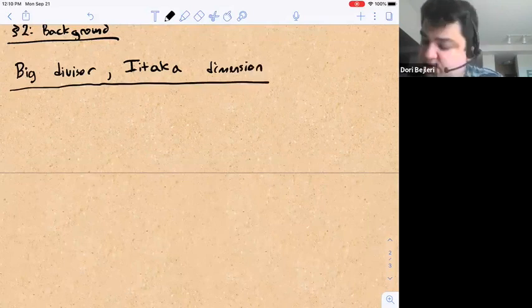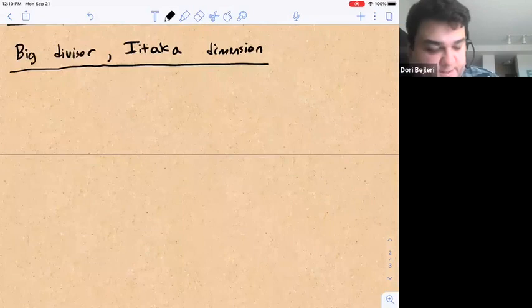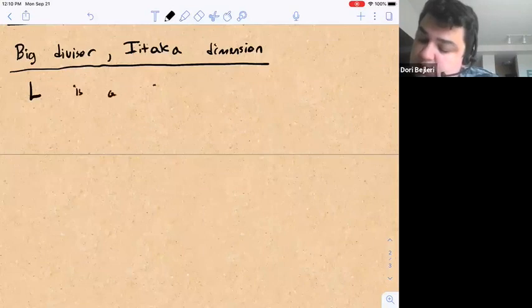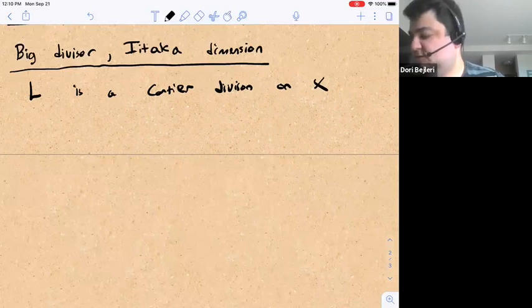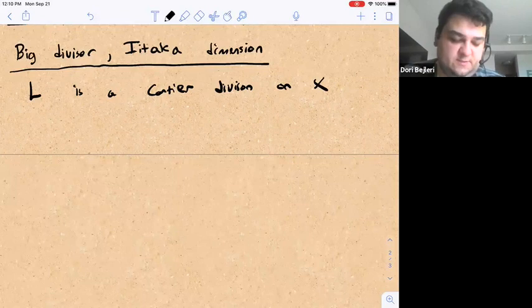So the Iitaka dimension is a generalization of the Kodaira dimension to other divisors. So if L is a Cartier divisor on X, for now you can still think that X is, say, smooth and projective. Maybe more generally, these statements hold if X is normal instead of smooth.